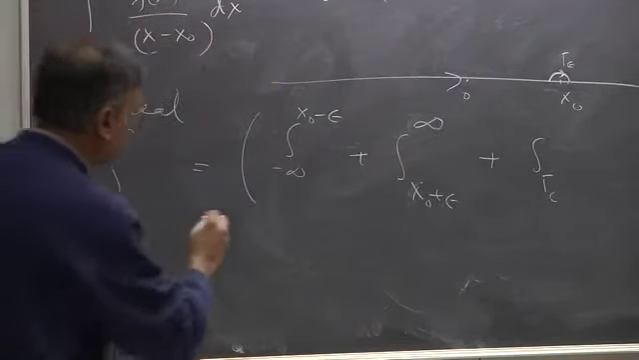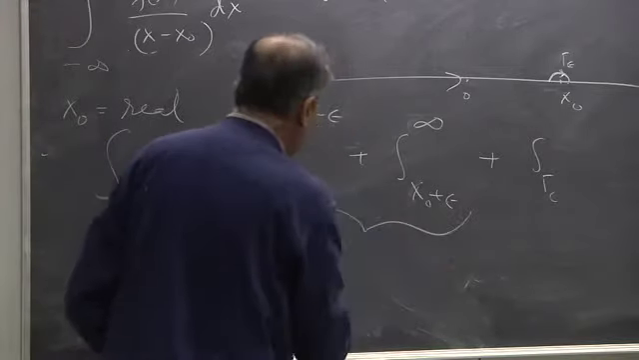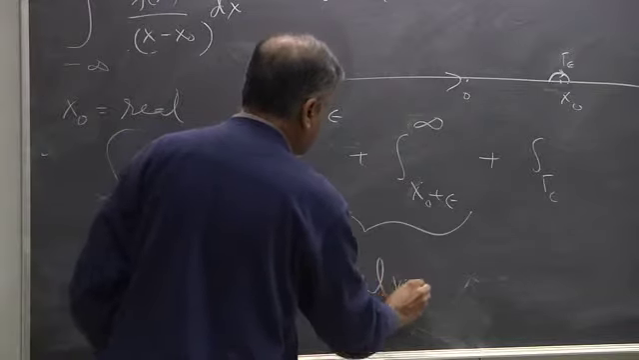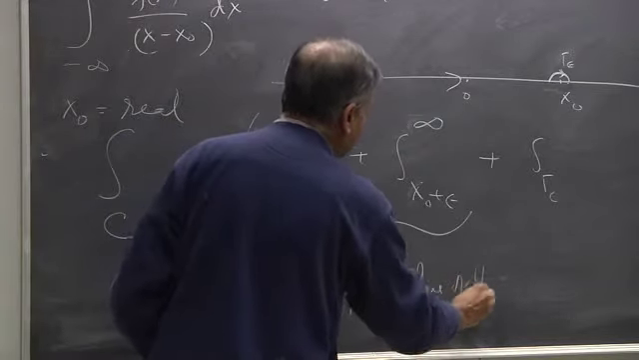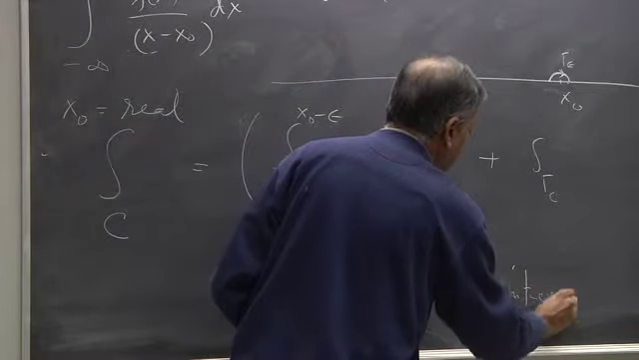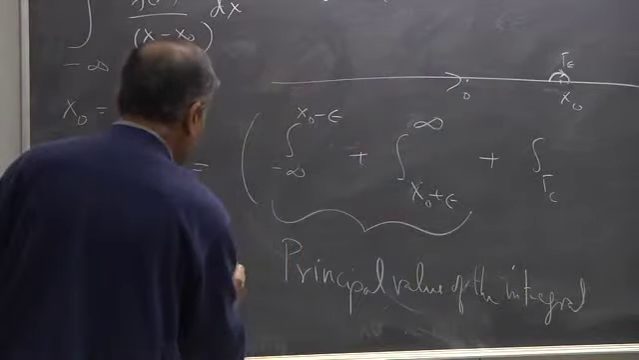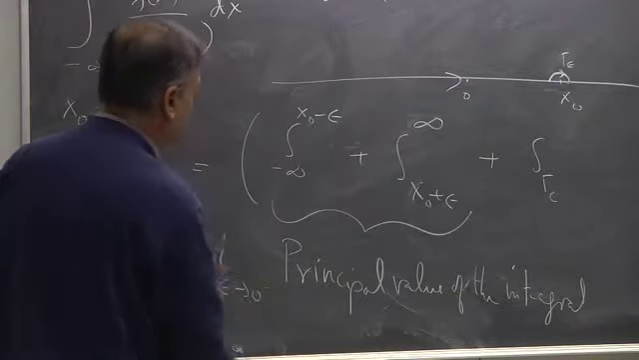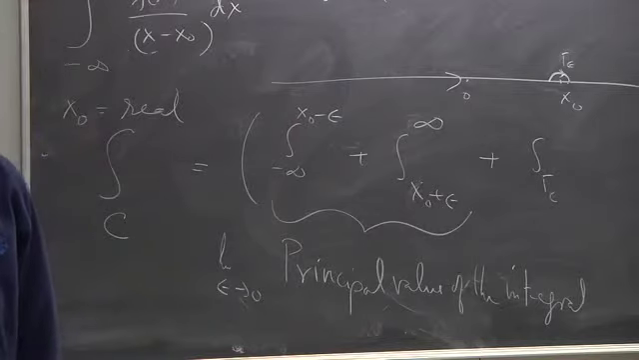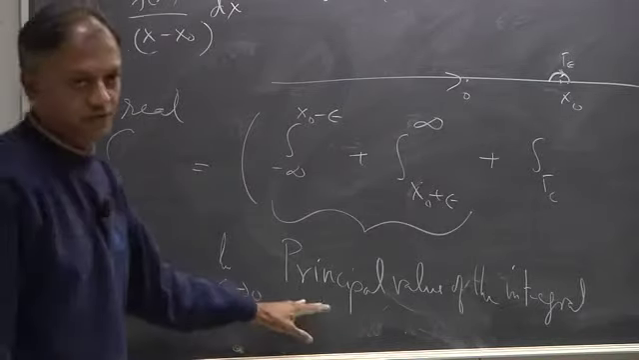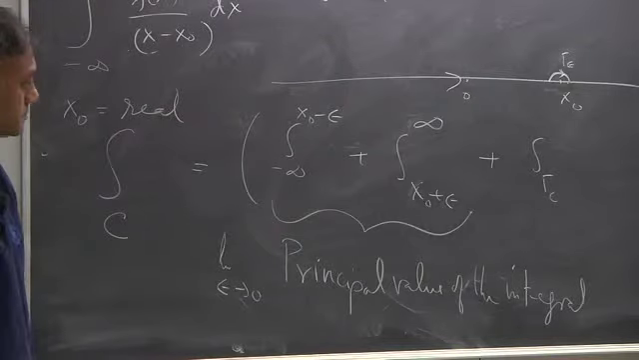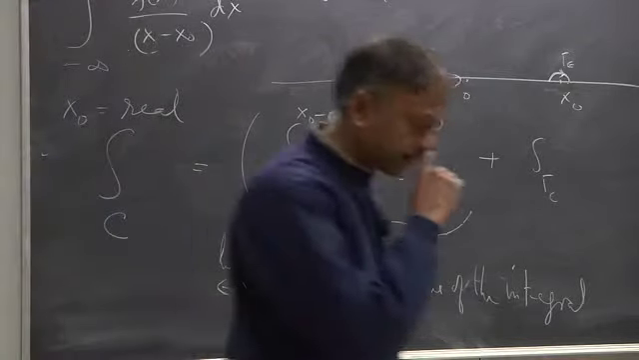Now, this quantity, if you take just this part, this is called the principal value of the integral. You take the limit epsilon goes to 0. You evaluate this and take the limit epsilon goes to 0. That is called the principal value of the integral. Okay.